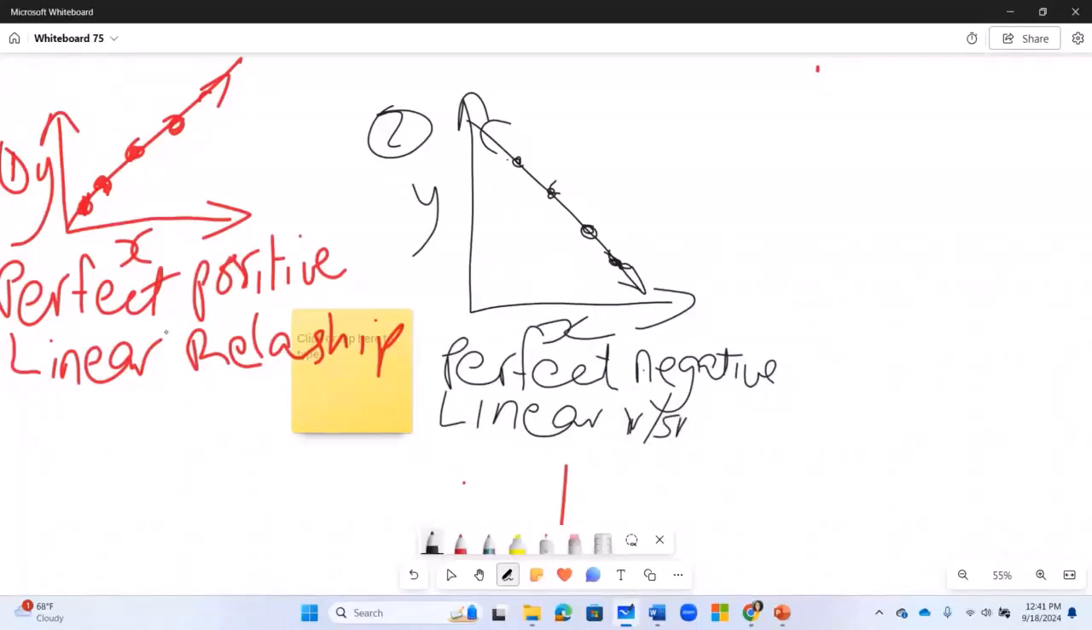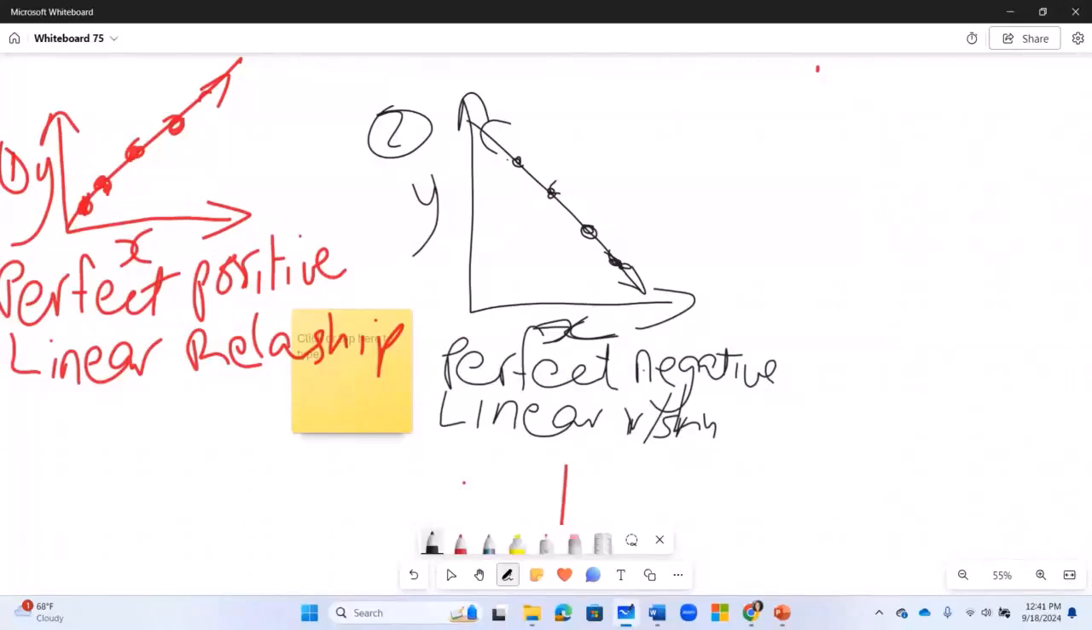So I'm describing the relationship between x and y, the quantitative variables x and y. And x is the explanatory variable, y is the response variable.